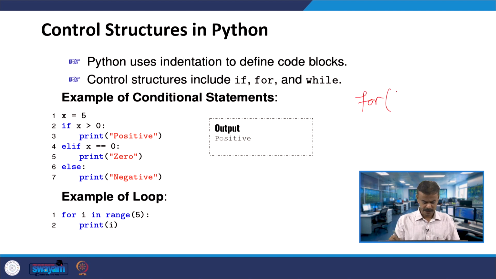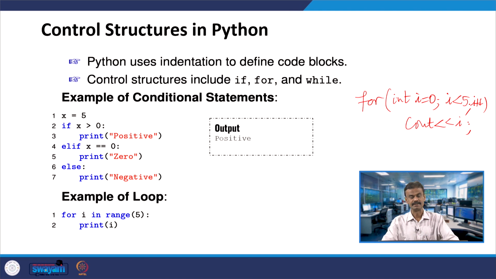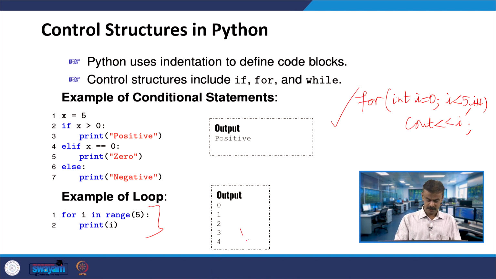For int i is equal to 0, i less than 5, i plus plus, cout i. So you know what you will get: 0, 1, 2, 3, 4. Similarly here, when I write this in Python, for i in range of 5, print i, we will be getting 0, 1, 2, 3, 4. So this is the basic structure, you can practice. Till the loop, it won't be very difficult.